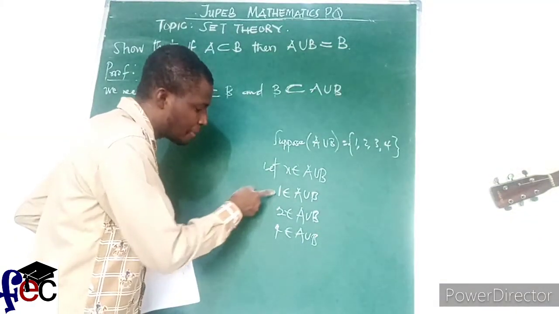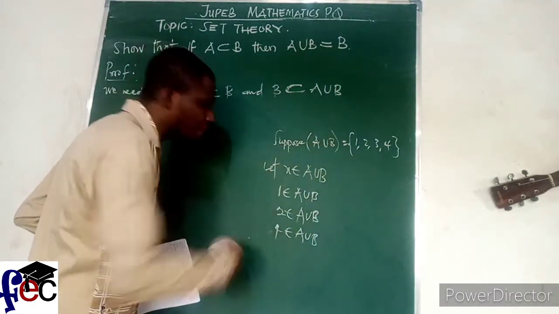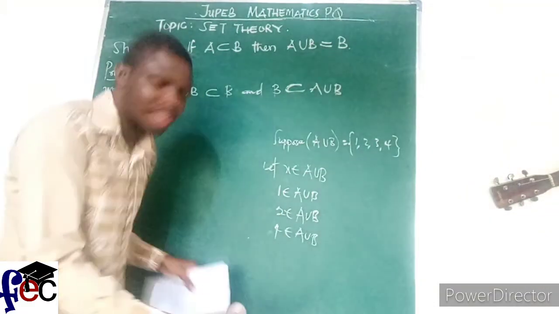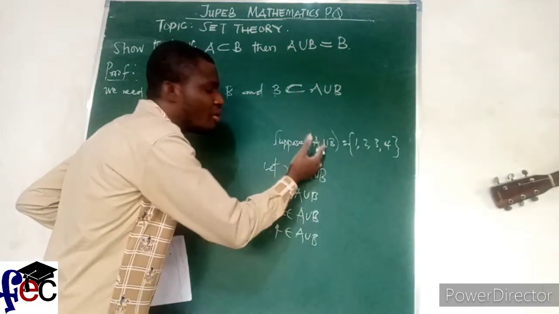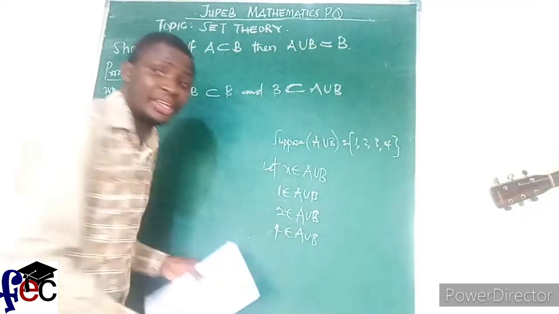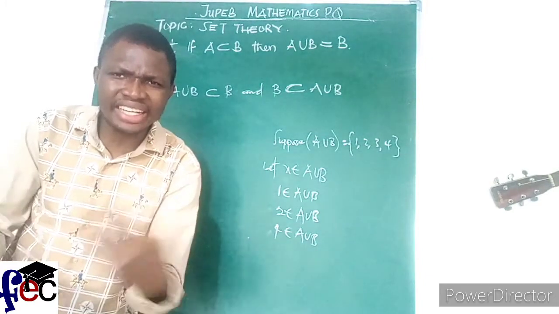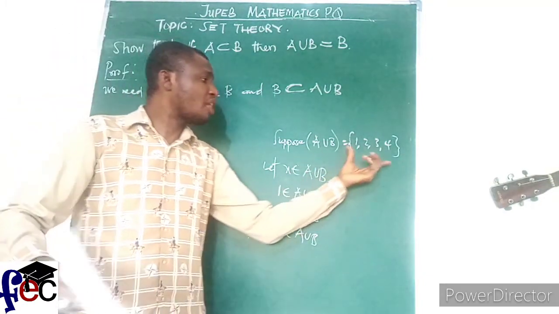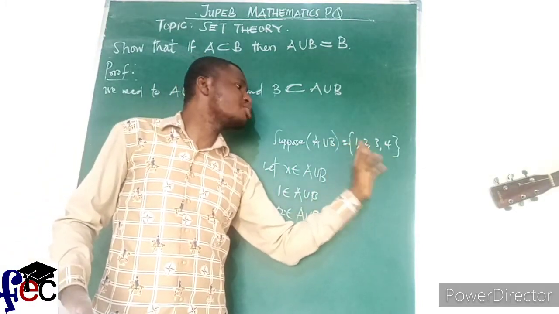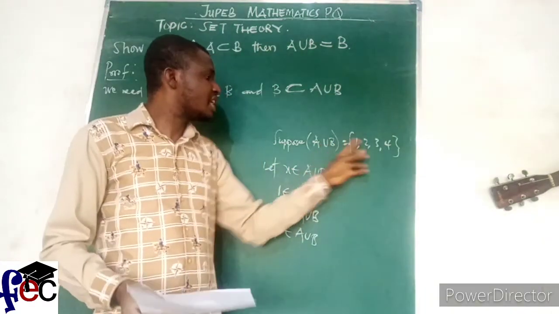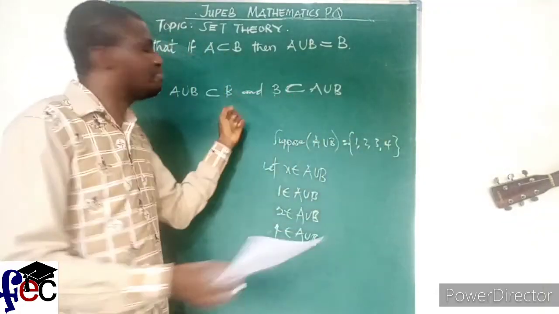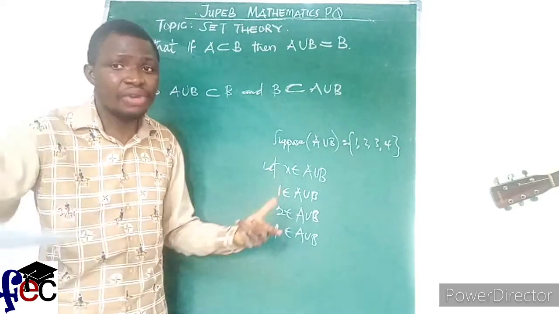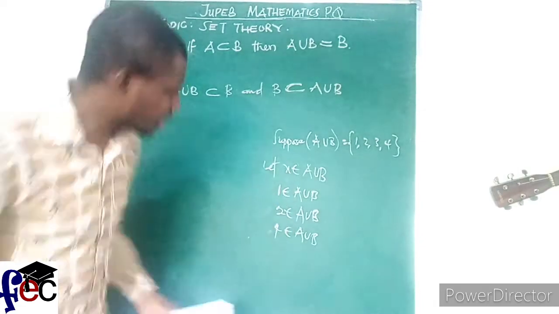So you can see that I can pick 1, I can pick 2, I can pick 3, I can pick 4. So any number I decide to pick which is a member of set A union B, I can use a single arbitrary letter to represent them. Do you see now that I don't need to pick all the elements, 1, 2, 3, 4, being a member of this, and show that this 1, 2, 3, 4 is in B? We can just use a single letter to represent any of them. Are you getting it?